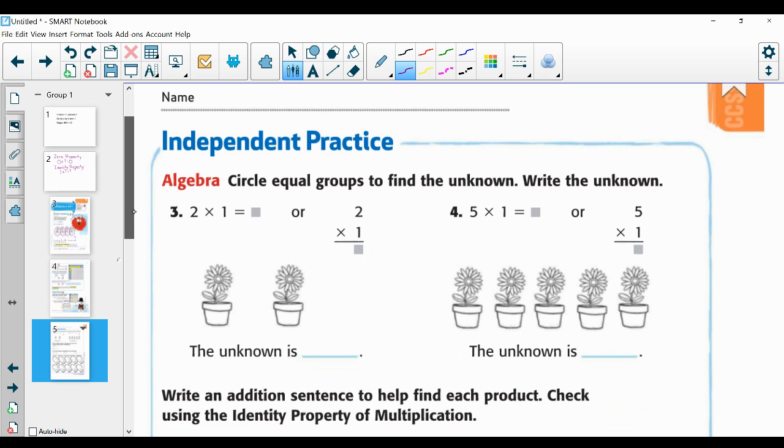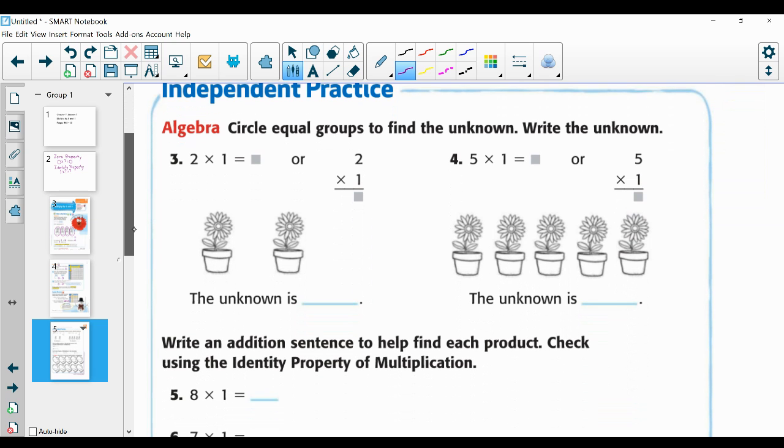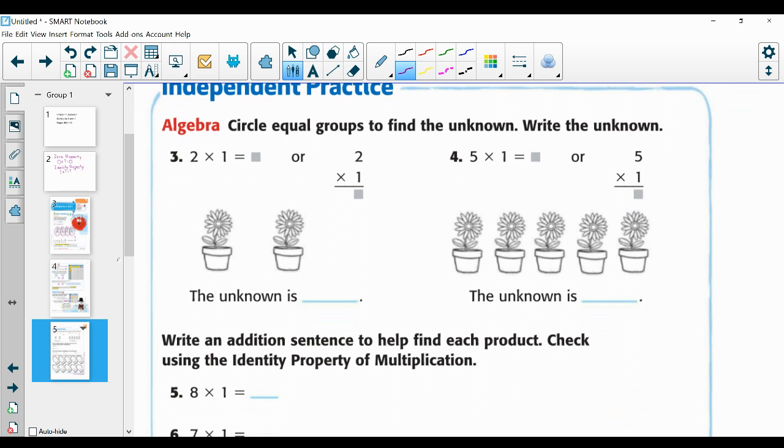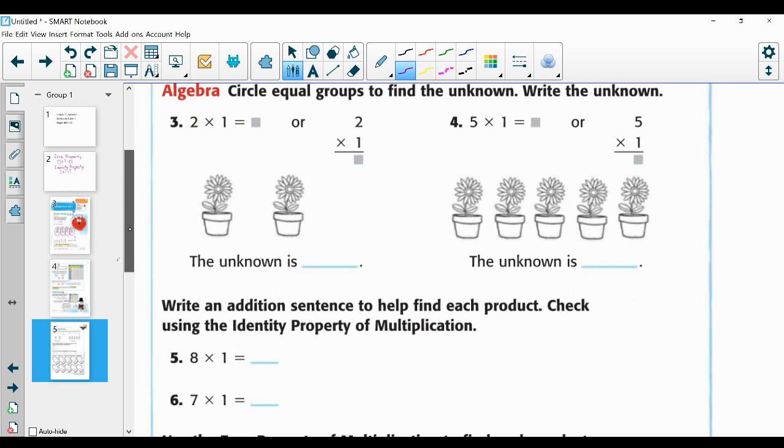So independent practice, circle equal groups to find the unknown. Write the unknown. So you have 2 groups of 1 daisy. So you're going to circle the groups and then write the unknown, what goes in the little gray boxes. You have to fill in the blue line. If you want to fill in the gray boxes, you can, but that's not required. Do the same thing for number 4 over here. Circle 5 groups of 1 and write the unknown.